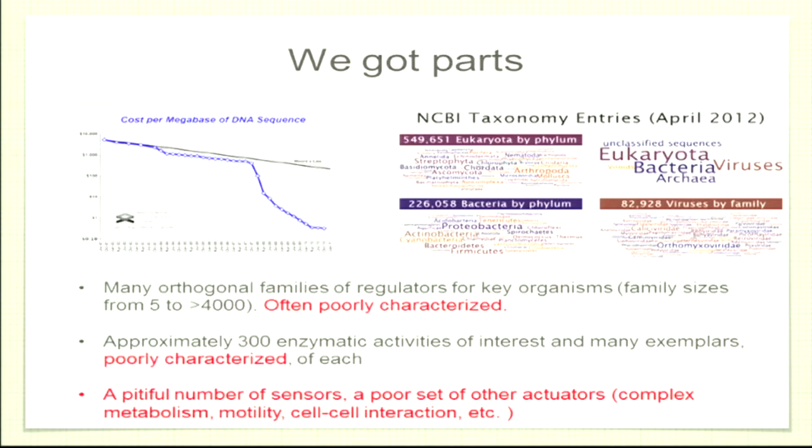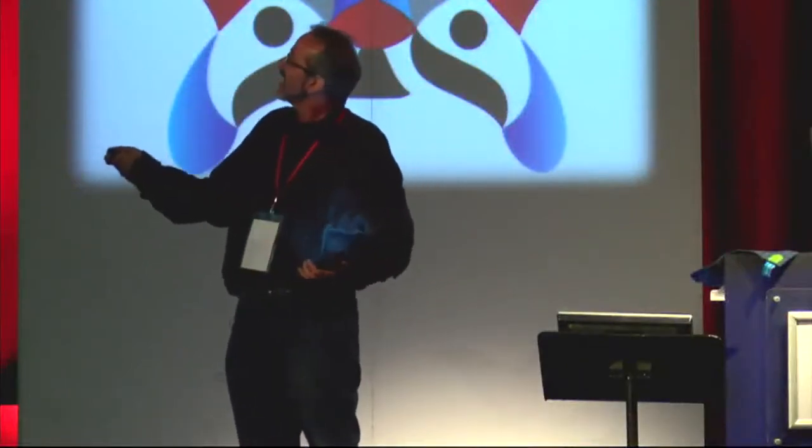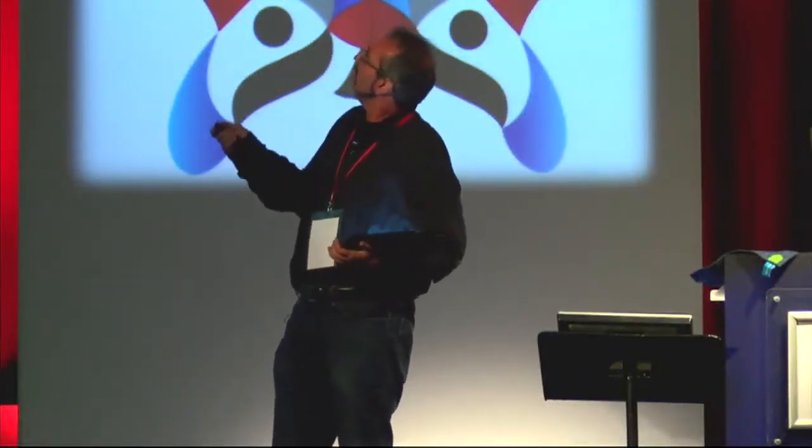We got parts. This is just DNA sequence. We're able to sequence new things very rapidly. There's 549,000 eukaryota by phylum with sequence in GenBank. There's 226,000 bacteria. This is not fully completed genomes. This is just pieces of sequence. But in my lab, I do about 96 genomes a week. It's not a big deal, right? But it's just a lot of different things.